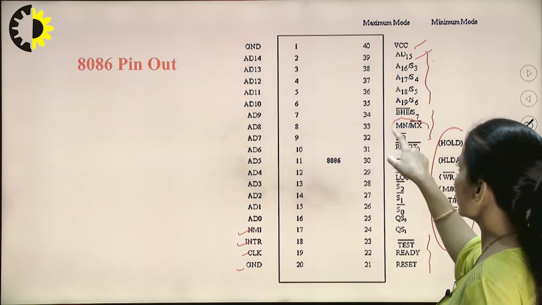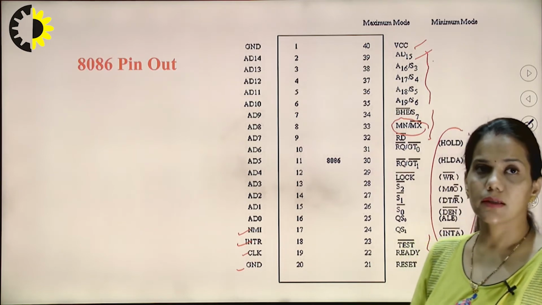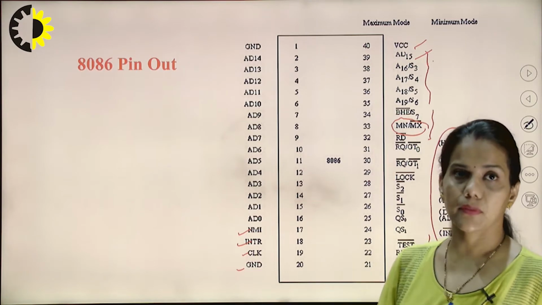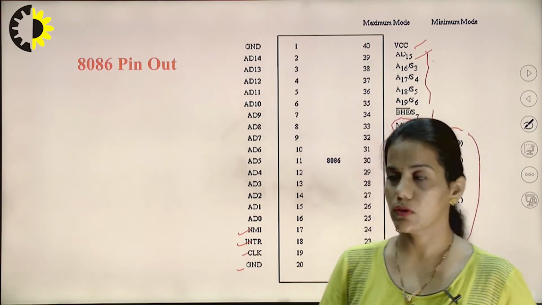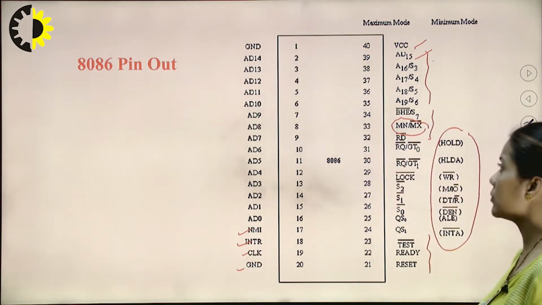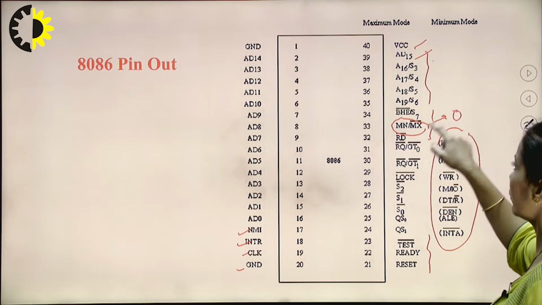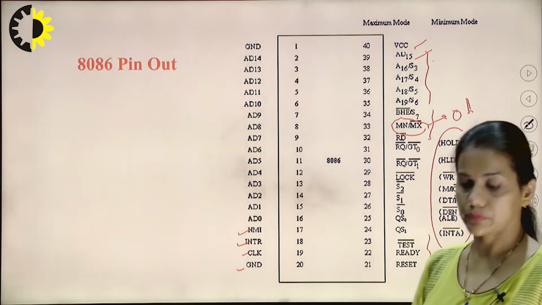I have already discussed the minimum and the maximum mode in the previous lecture: this pin is used to set the microprocessor in minimum or maximum mode. So if you want to set a microprocessor in maximum mode, then this pin should be 0, and if in the minimum mode, this pin should be 1.